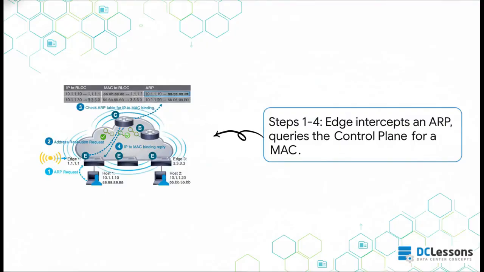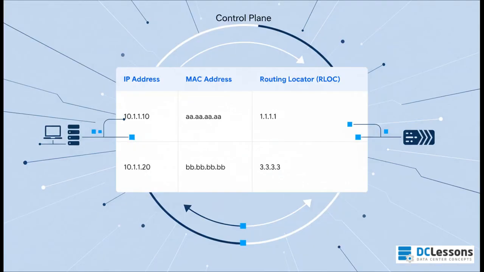Host 1 wants to talk to host 2, so it sends out an ARP broadcast like it normally would, asking, who has the IP for host 2? Now, in an old-school network, this ARP would flood everywhere, bothering every device. But not here. The edge node intercepts it instantly. Instead of flooding, it sends a precise question to the control plane. And the control plane, which knows everything, just looks it up and replies with host 2's MAC address. No fuss, no muss.